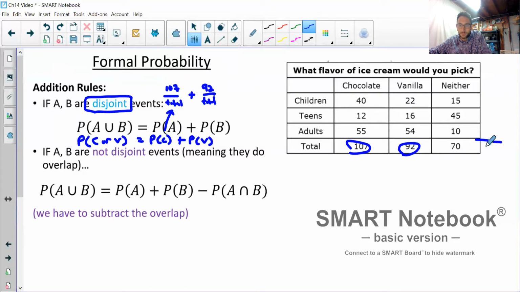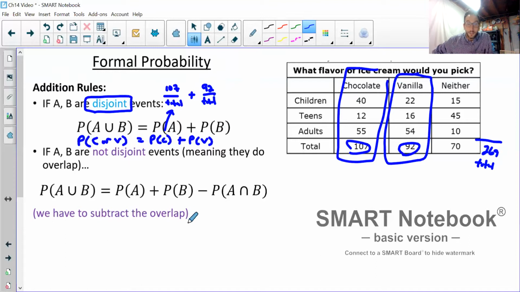Plus that's going to be what, 269? So that's our total. You should like the word total. Right, and we're good. We don't have to worry about anything here because with this blue example, chocolate or vanilla, these are disjoint events, right? There's no overlap. You had to pick one of those. You weren't allowed to pick both chocolate and vanilla because you can only pick one.